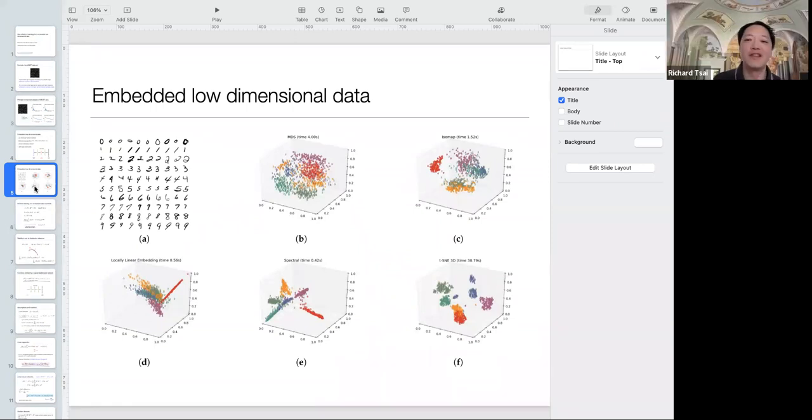There's no correctness in this thing, okay? So this is, you apply some kind of nonlinear procedure and then you're able to project these data points from 784 dimensions into 3 dimensions.